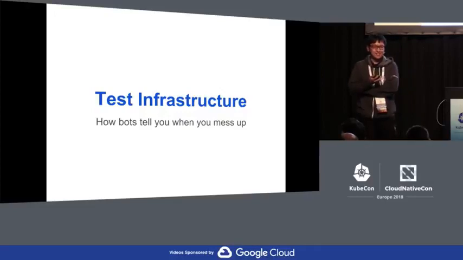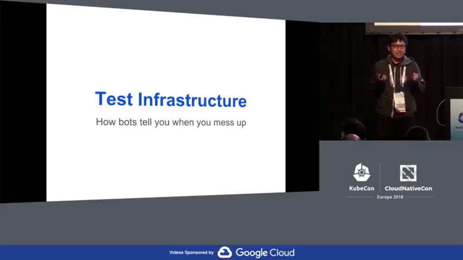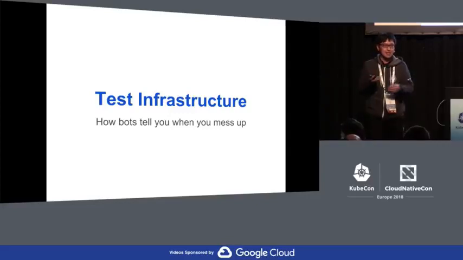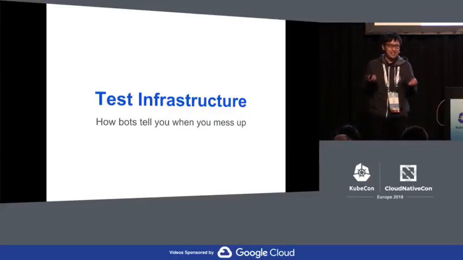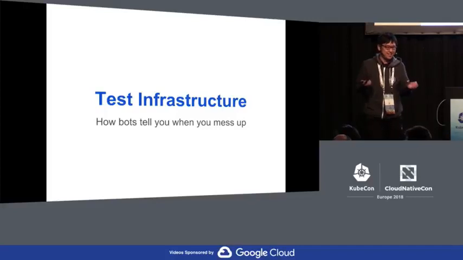For SIG Testing, our job is interacting with the bot. Basically, when you say /LGTM, the bot will add the LGTM label for you. That's what we programmed to teach the bot how to interact with GitHub comments. And more importantly, we are also maintaining the Kubernetes testing infrastructure, which means we want to make sure your PR passes all the tests and does not break the Kubernetes code base.